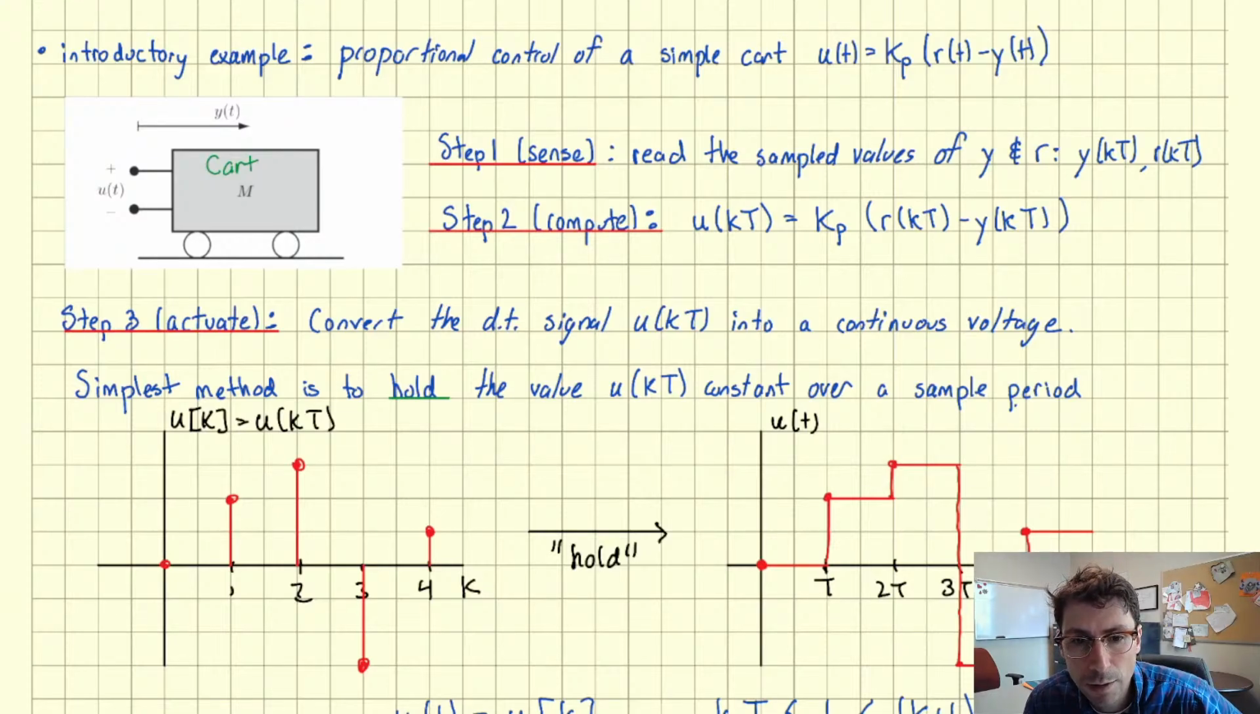And then lastly, to actually cause the cart's motion to be affected by this computation, we have to actuate the cart. That's step 3, actuate. We have to convert this discrete time signal, U of kT, where remember capital T is the sampling period, into a continuous voltage. There are lots of ways to do that. There's pulse width modulation, and other types of D to A hardware. But the simplest method is to simply hold the value of U of kT, this value that we've computed, constant over a sample period.